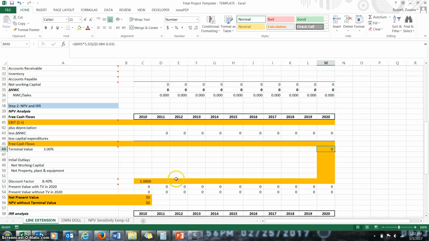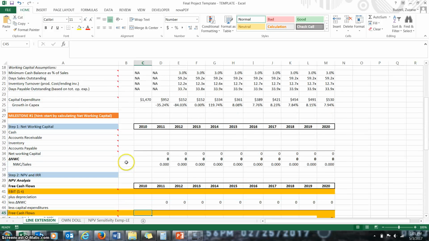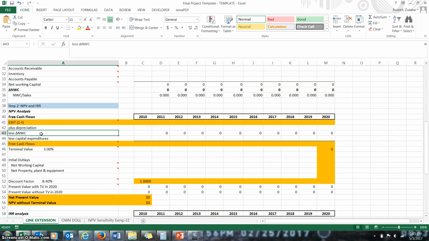In line extension, we have some initial outlays. You have your working capital and your net property, plant, equipment. Those, of course, are given. Well, let's continue. How do you get your free cash flows? You start with EBIT, as I explained. Then you add the depreciation, which you have right on top. That's given to you. Now, you have less change in net working capital and less capital expenditures.